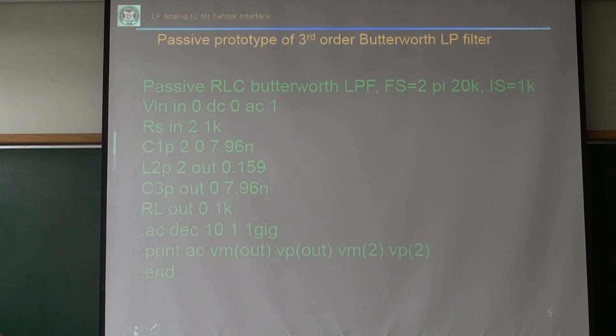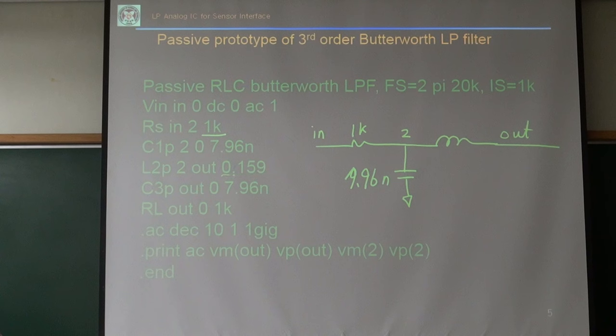this is just a passive prototype. Say RS is 1 kilo ohm. You can see this is in node, and then node number 2, C1 is 7.96 nanofarad. There is an inductor, out node, inductor is 0.159 henry. There is a capacitor C3, which is 7.96 nanofarad. And then I have RL there, out to 0, 1 kilo ohm. And then AC analysis, okay?